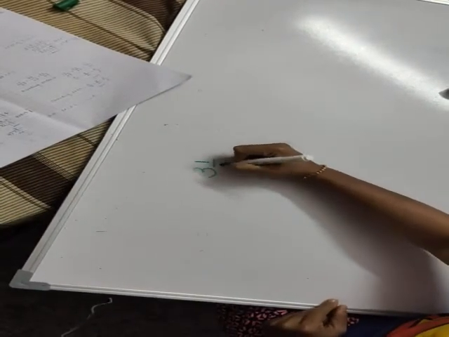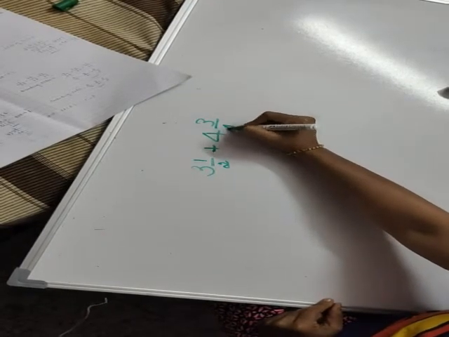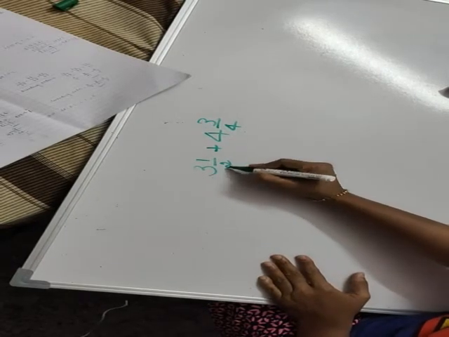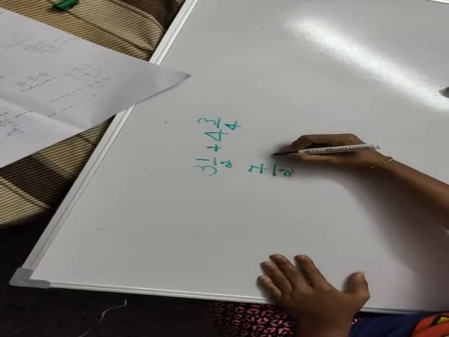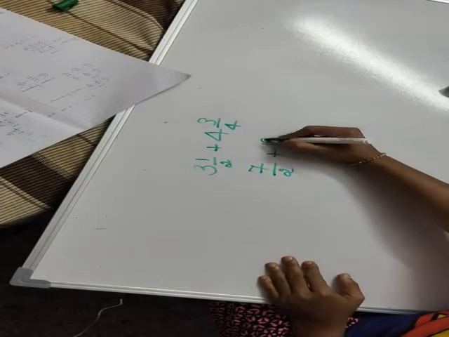Now we'll go for the addition. The question is given in mixed fractions: 3 and 1/2 plus 4 and 3 by 4. First make them improper. 3 twos are 6, 6 plus 1 is 7, so 7 by 2. Plus 4 fours are 16, 16 plus 3 is 19, so 19 by 4.